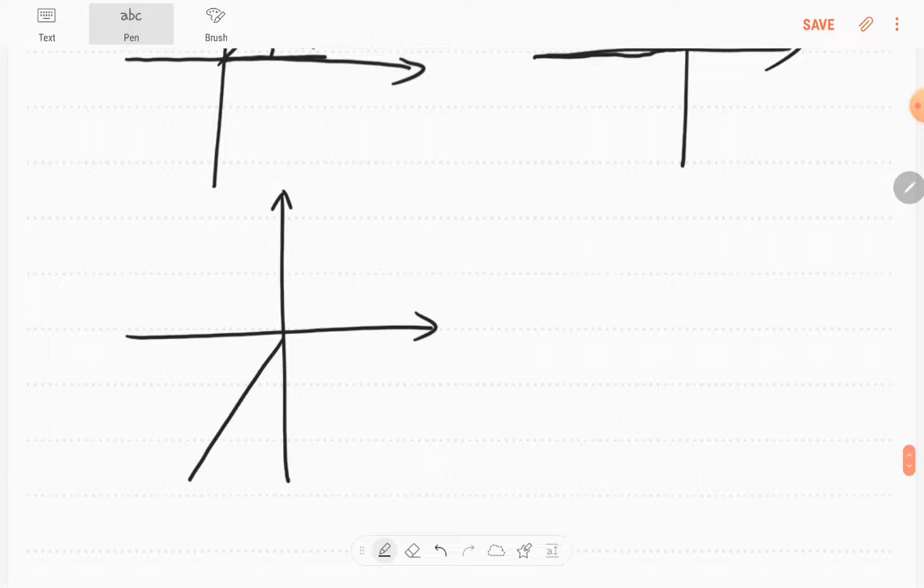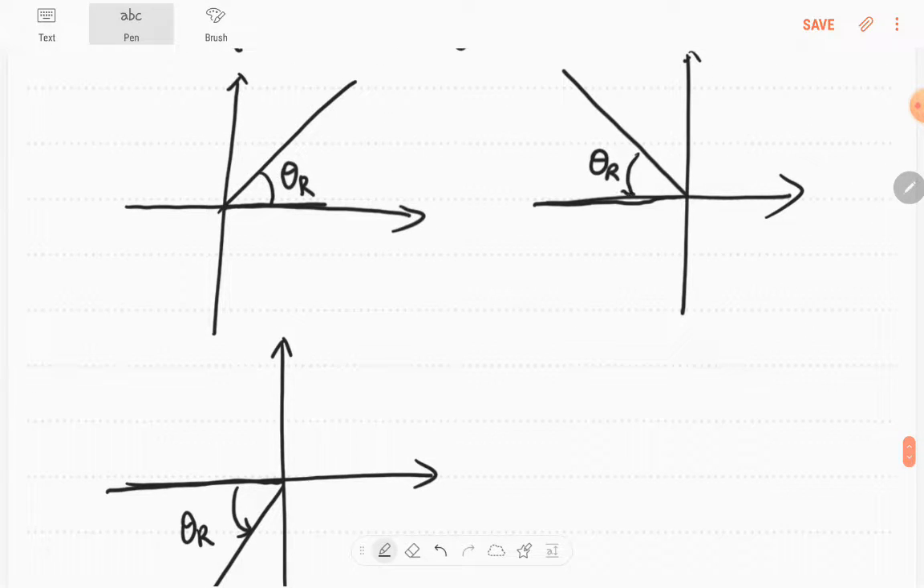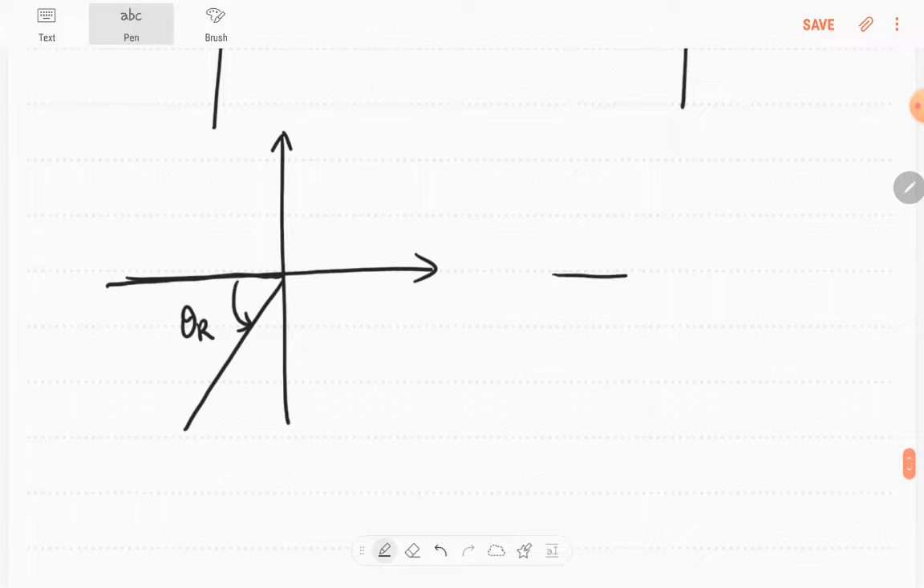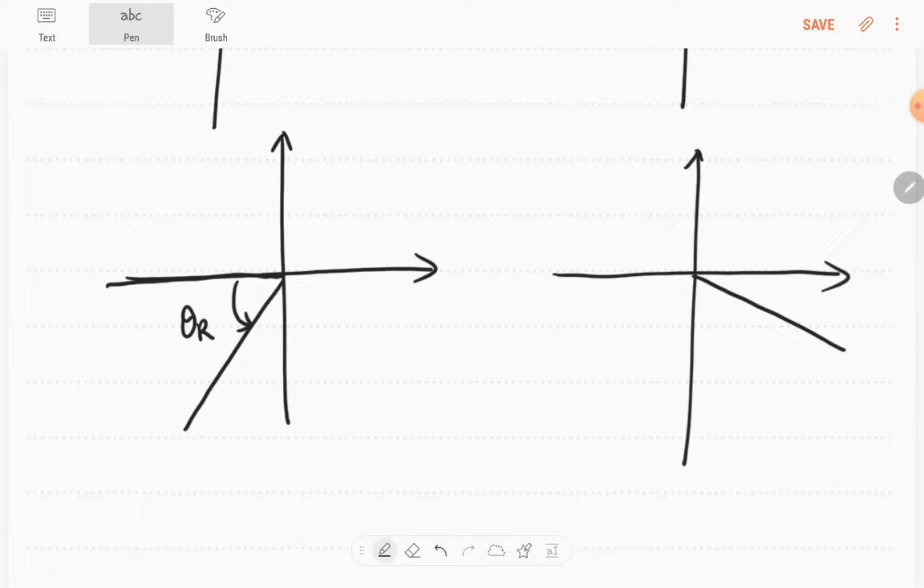If the terminal side is here, what is the nearest x-axis? It's the negative part, right? So the reference angle is this one. We always take the positive. So we rotate counterclockwise. If the terminal side is here, what is the reference angle? The reference angle is this one, right.